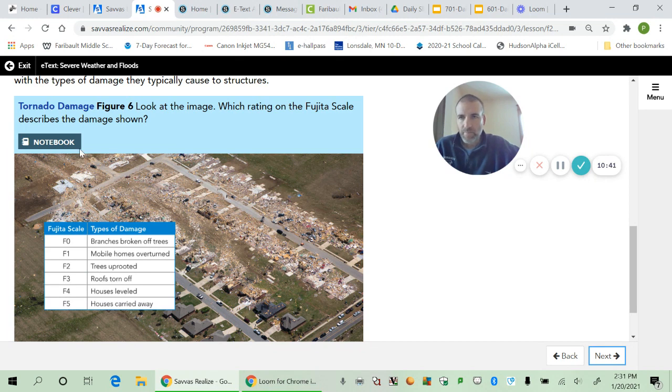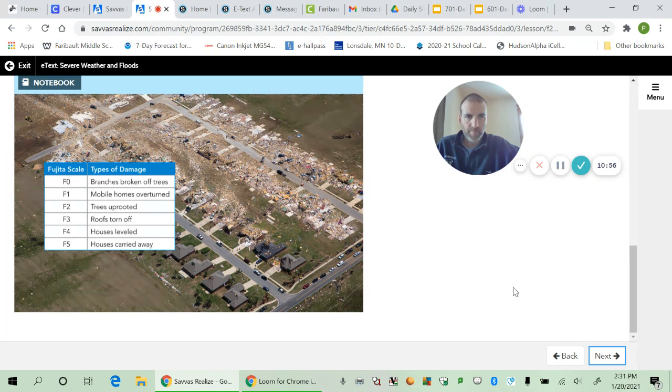And so if you look at these and compare these types of damage, it's probably going to be in the level 4 or level 5 area because these houses are no longer standing. So you're going to put that into your notebook.